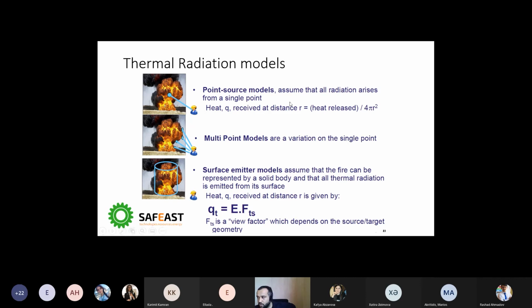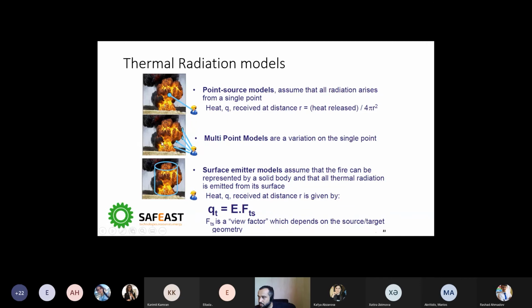So we use the point source model. We say that someone is X meters from the flame, and you assume that all the radiation from this fire arises from a single point. This individual will receive a Q at a distance of R, so basically you do a heat release calculation. This is a very simplistic model, and I don't think anyone is still using it because it's too conservative.